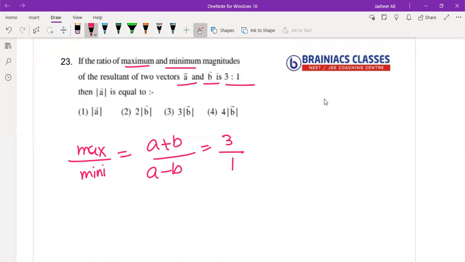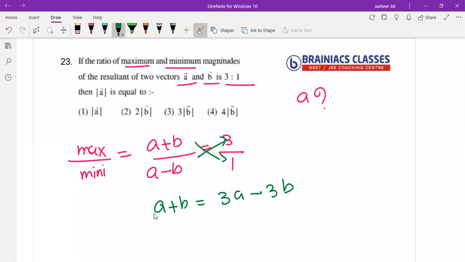Here, what is A is the question. We have to simplify this. We are going to do the cross multiplication. So what will come? A plus B is equal to 3A minus 3B. Everything is taken to this side. Minus 3A plus 3B is equal to 0.